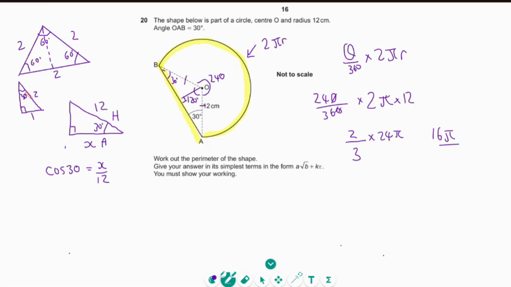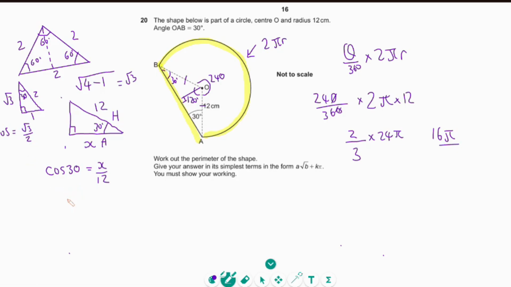Right, so we need to work out this missing length here to get the adjacent. So we want Pythagoras, 2 squared minus 1 squared. 2 squared is 4. Gives us root 3. So cos of 30 is adjacent over hypotenuse. Cos of 30 is equal to root 3 over 2.